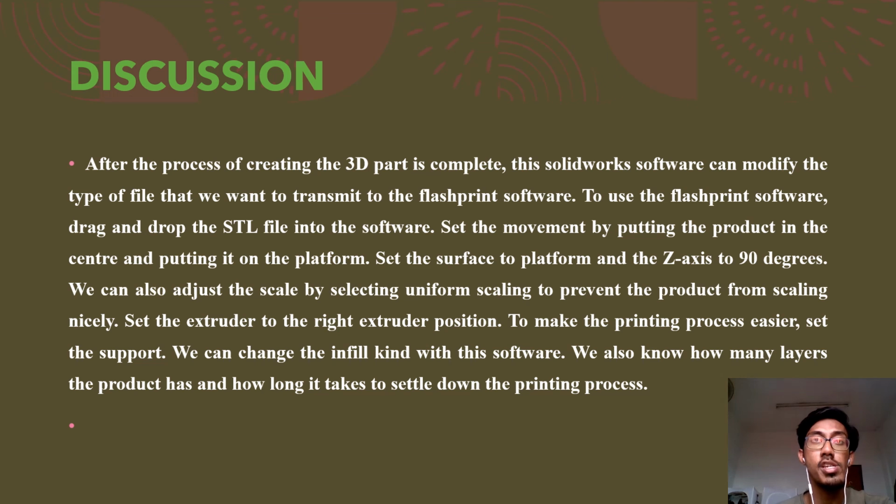After the process of creating the 3D part is complete in SolidWorks, we then save it as an STL file. We use the FlashPrint software by dragging and dropping the STL file into the software. We set the movement by putting the product in the center and putting it on the platform. We set the surface of the platform and the z-axis to 90 degrees.